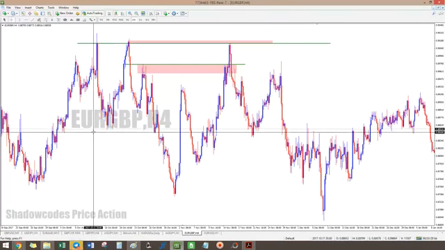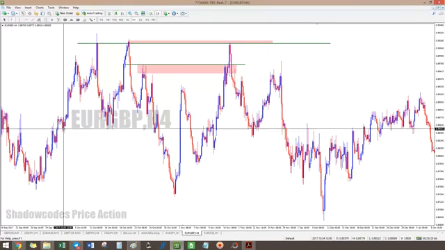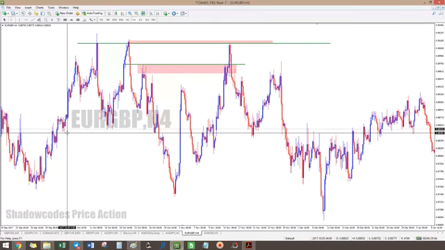For example, you take this as your support, and this might be your zone. So it gives you about 30 pips, 40 pips. After that, it will run down.